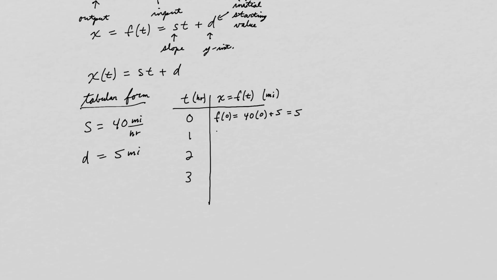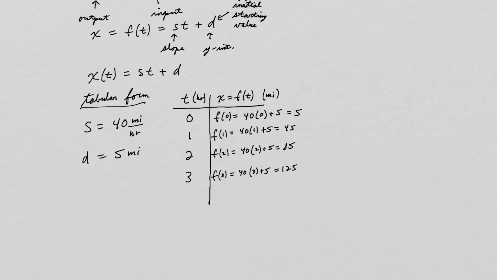Then I want f of 1. That's 40 times 1 plus 5, so it's going to be 45 miles away after 1 hour. Then I want f of 2. So it's 40 times 2 plus 5. What is that? 80 plus 5, 85 miles away. And then f of 3 will be 40 times 3 plus 5. So 125.